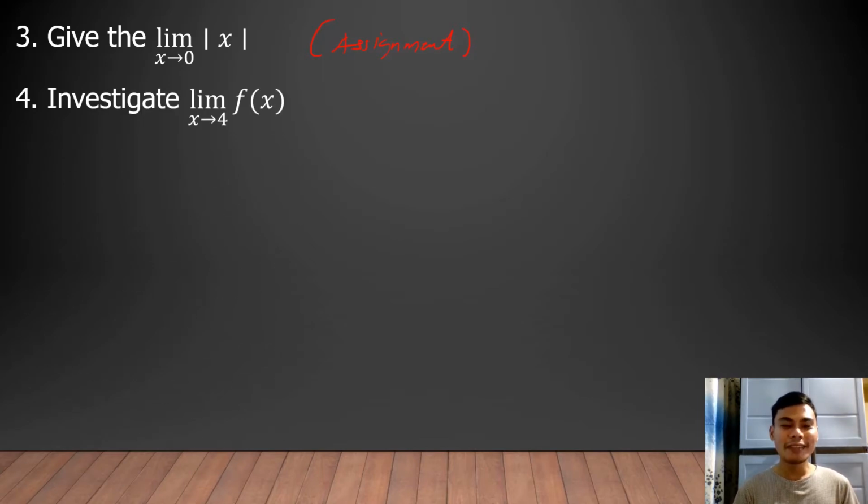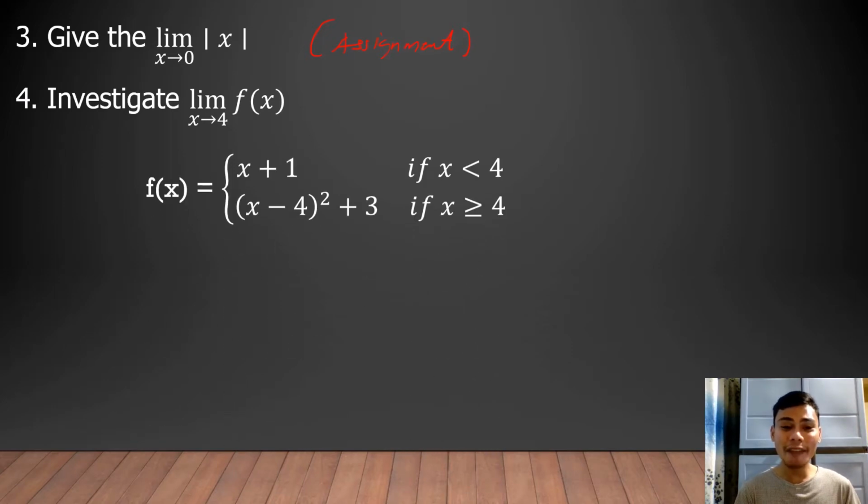We will solve it. So investigate the limit of f of x as x approaches to 4. When f of x is x plus 1, if x is less than 4, and x minus 4 squared plus 3 if x is greater than or equal to 4. Okay, baka sabihin nyo, hala, sa examples 1 to 3, isa lang naman na function ang tinitalk natin. We usually deal with one function. Now, it's 2. Okay, so this type of function is what we call as piecewise function.